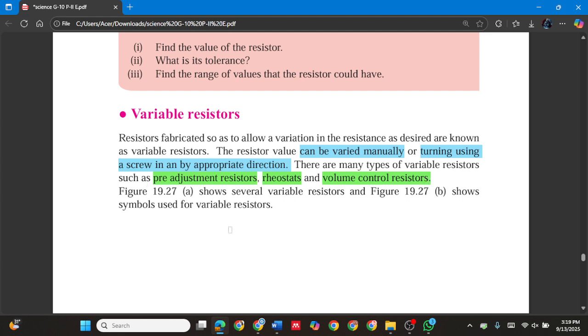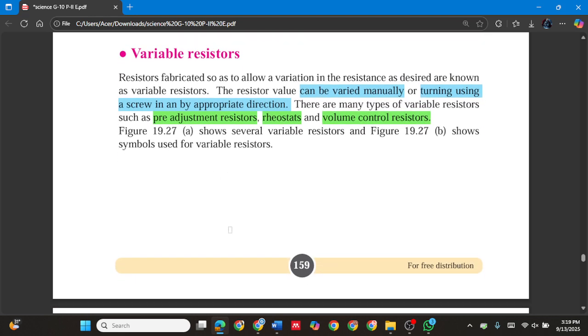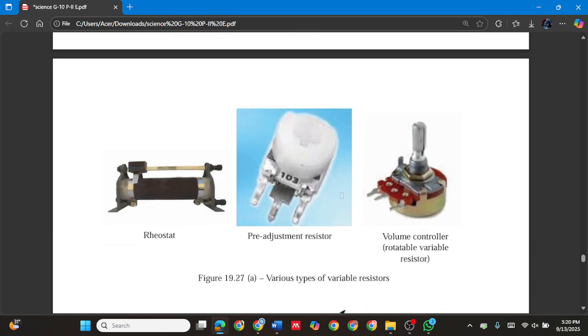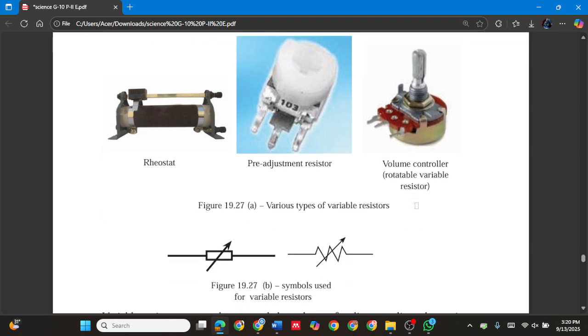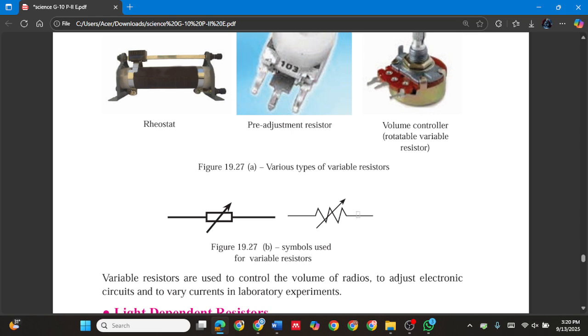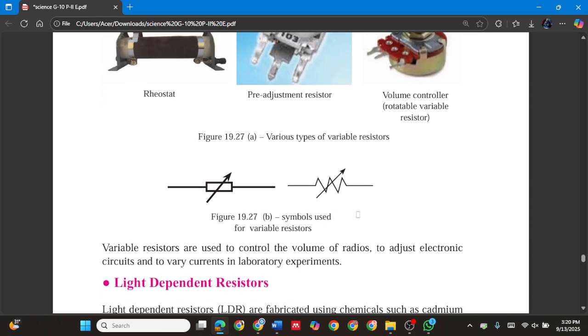There are three. Figure 19.27 shows several variable resistors and the symbols used for them. Here are the rheostat, the pre-adjustment resistor, the volume control and a rotatable variable resistor. For variable resistors, an arrow is added to the same symbol used for fixed resistors. Variable resistors are used to control the volume of radios, to adjust electronic circuits and to vary currents in laboratory experiments.